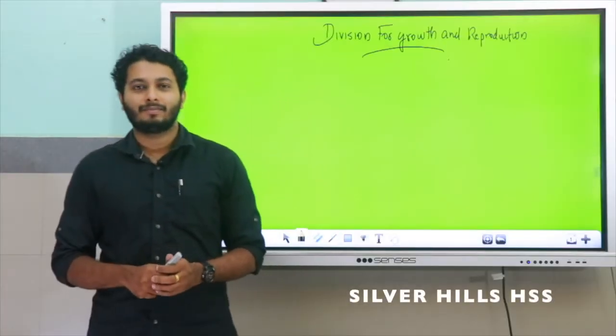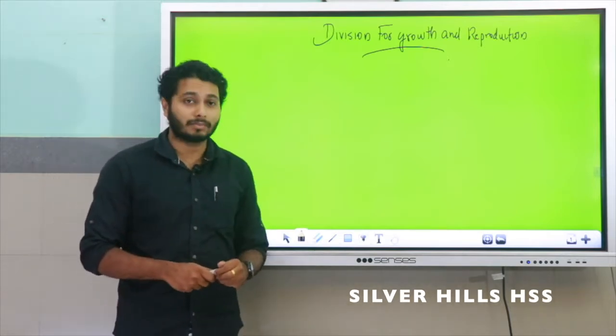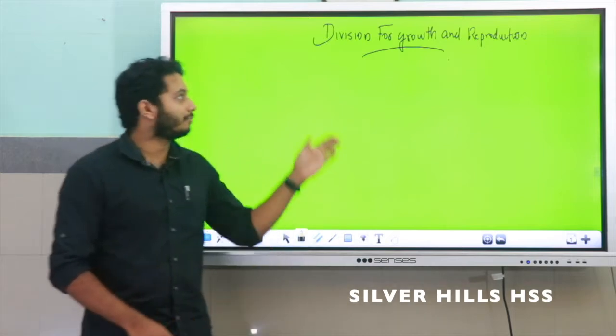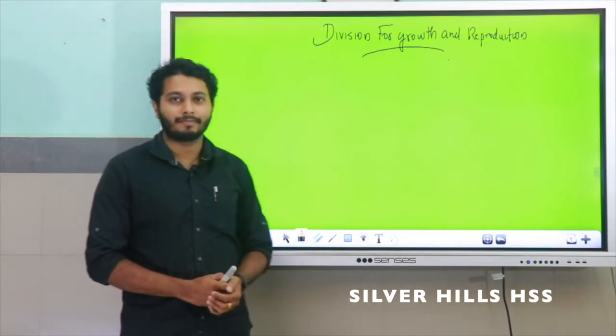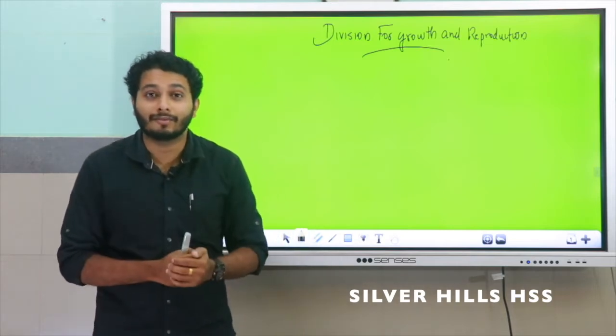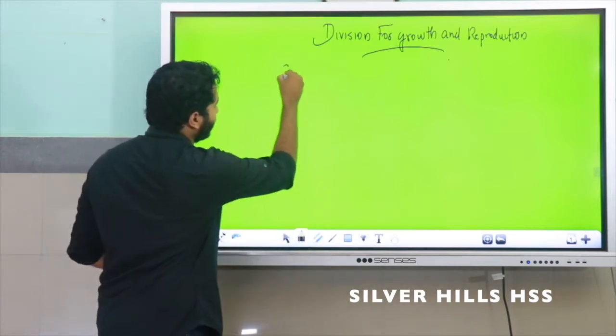Hello students, today we are going to discuss the last chapter of 9th standard. The name of the chapter is Division for Growth and Reproduction. In this chapter, we are studying about the process of cell division.